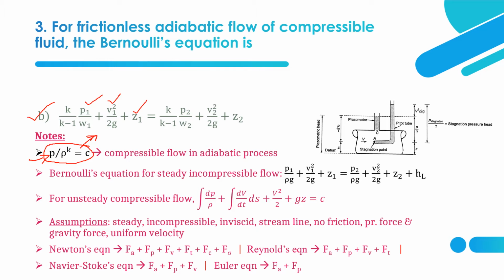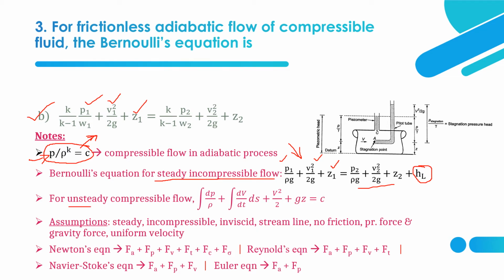And what about the Bernoulli's equation for steady incompressible flow, that we frequently use in basic problems in fluid dynamics? This is the basic frequently used formula for Bernoulli's equation of steady incompressible flow. First is the pressure head, next is the velocity head or kinetic head, this is the datum head, and that equals the same terms at section 2, and there will be some head loss that is denoted by HL.